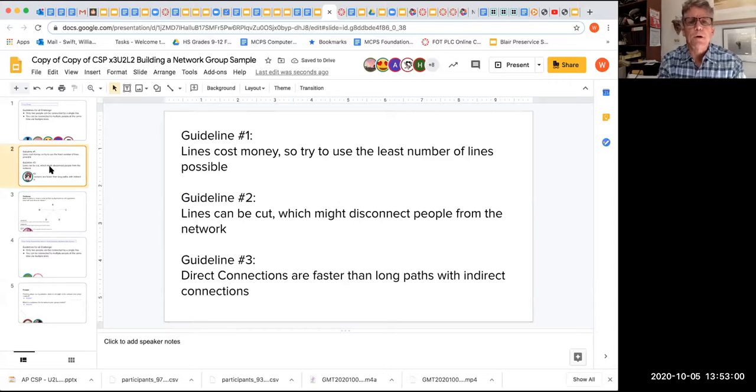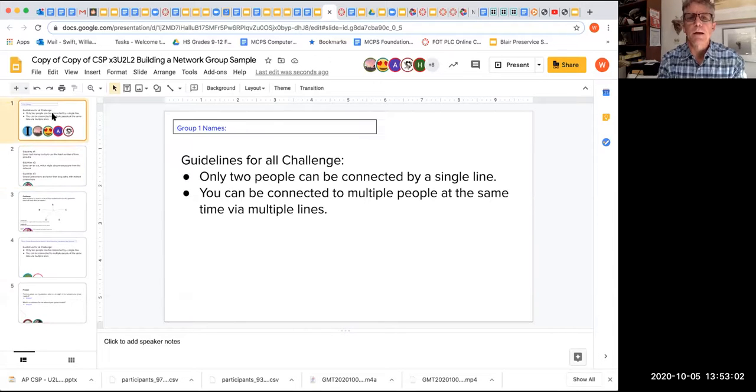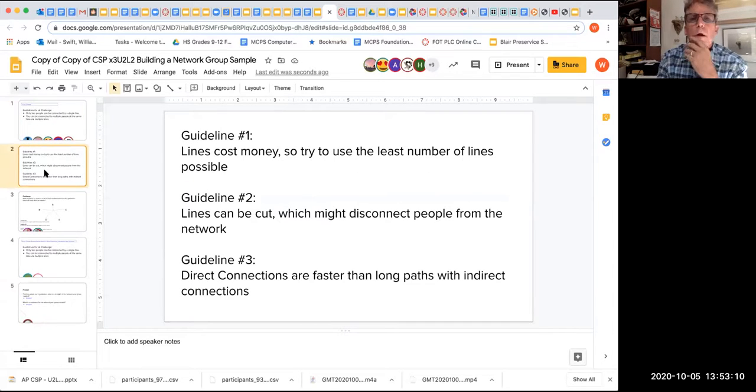Okay, so we have 3 guidelines. The idea is only 2 people can be connected by a single line. You can be connected to multiple people at the same time via multiple lines. You're going to take into account, guideline 1: lines cost money, so try and use the least number of lines. Guideline 2: lines may be cut, which might disconnect people from the network. Guideline 3: direct connections are faster than long paths with indirect connections.